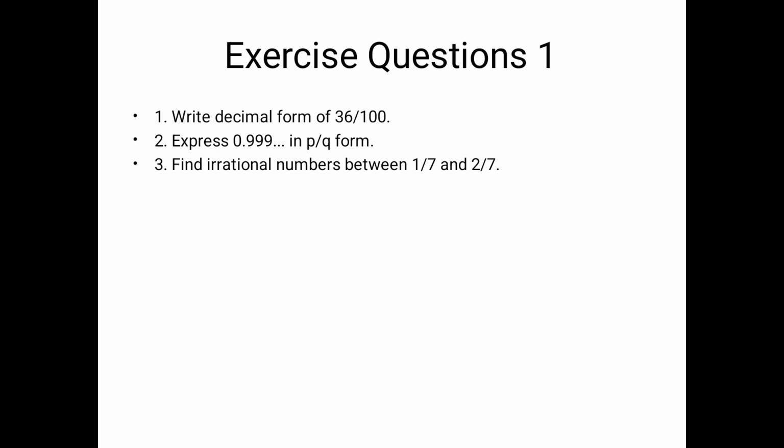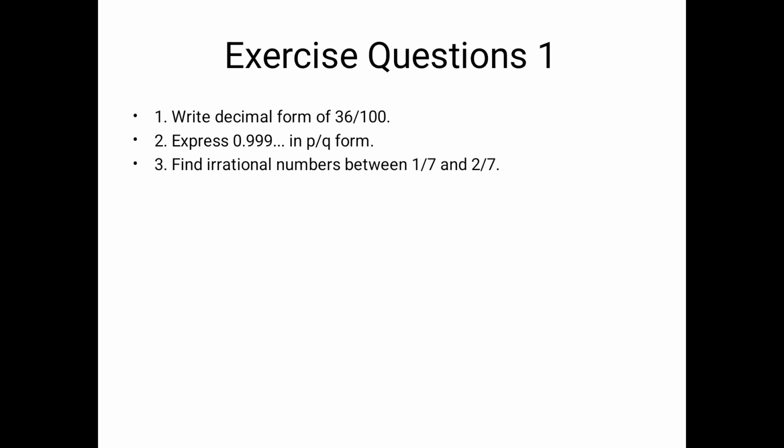Now write the decimal form of these exercise questions. These are exercise questions. Decimal form of 36 by 100. What is its decimal form? This is 0.36.